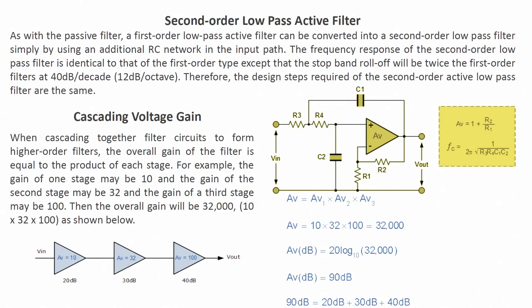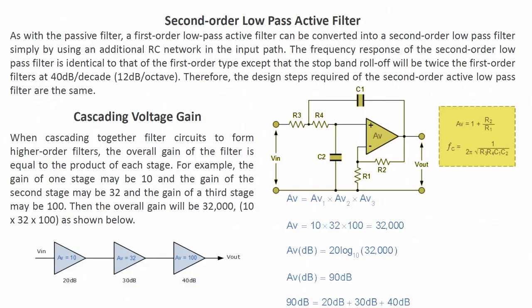Now, if I talk about the second order low pass filter, I have 2 R and 2 C. Here the gain A V is again 1 plus R 2 by R 1, while f c would be 1 by 2 pi under root of R 3, R 4, C 1 and C 2. So, in this case, if R 3 equals R 4 and C 1 equals C 2, I will have f c equals 1 by 2 pi under root of R square C square. So, it will be nothing but f c equals 1 by 2 pi R C.